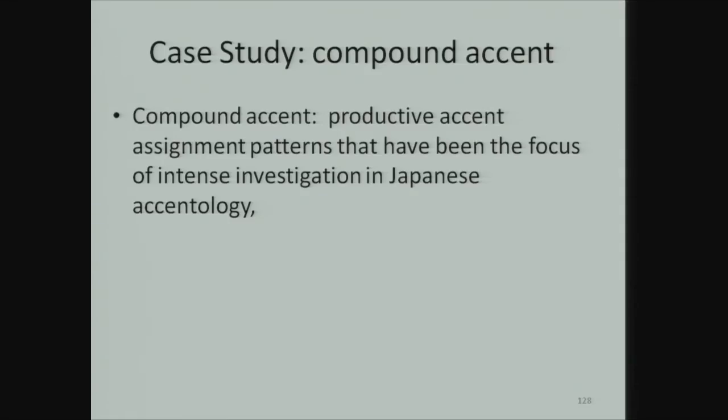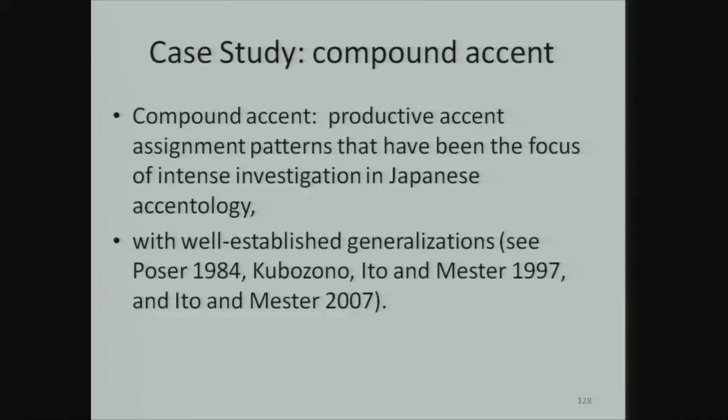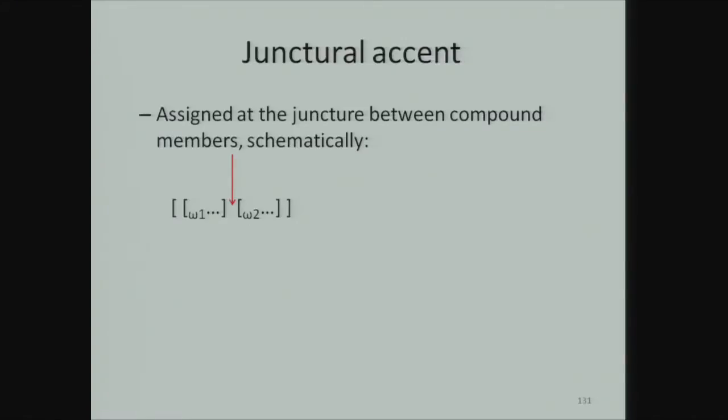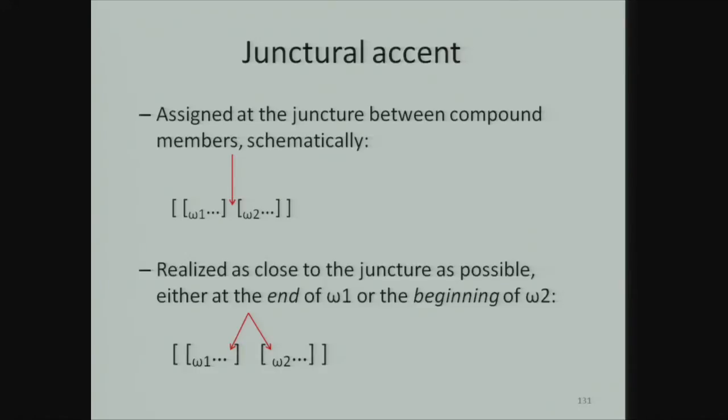So in doing this, we focus on one part, namely the compound accent, which has been the focus of intense investigation in Japanese accentology with many well-established generalizations, so it's a good place to start. There's a difference, of course, between word compounds and phrasal compounds, but here the focus is word compounds with junctural accent. Now, the junctural accent is assigned at the juncture between compound members. Schematically, the arrow is where the juncture is, but it is realized as close to the juncture as possible, either at the end of word 1 or at the beginning of word 2.